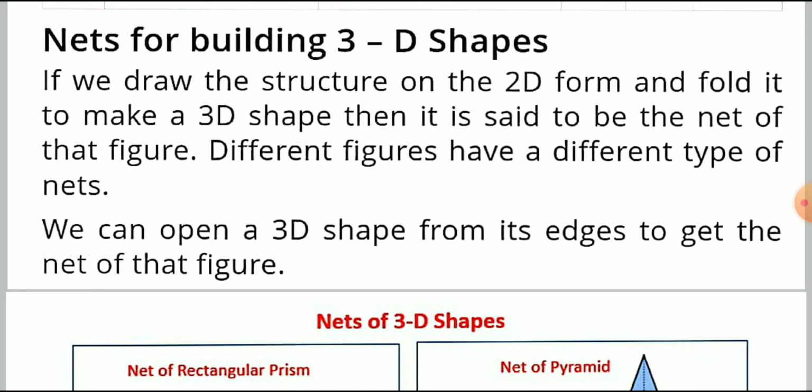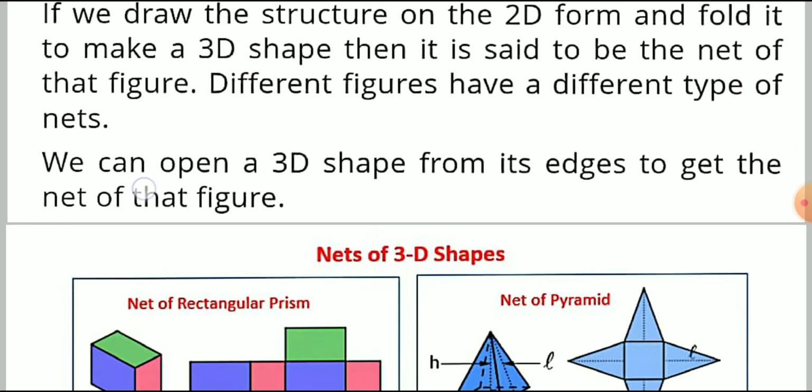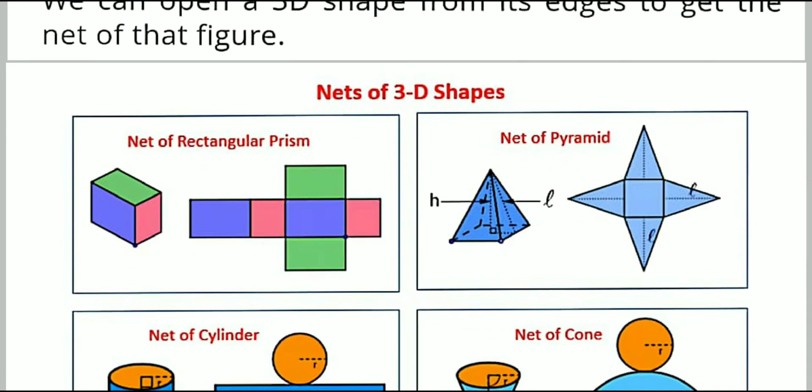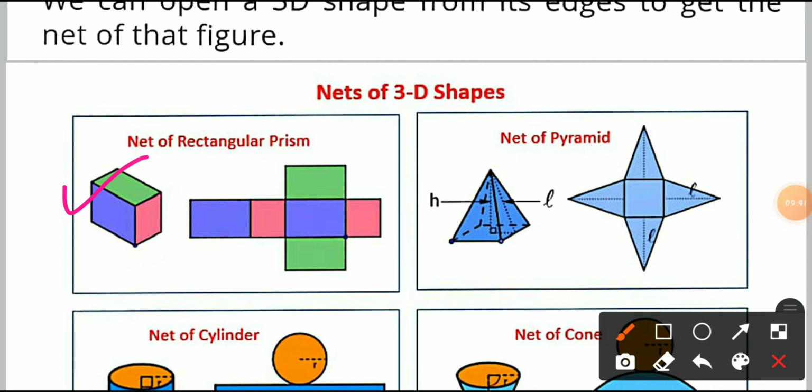If we draw the structure of 2D form and fold it to make a 3D shape, then it is said to be the net of that figure. Different figures have different types of nets. Some of the nets I will show you later in this chapter. We can open a 3D shape from its edges to get the net of that figure. Like you can see here, this is the cuboid, in which this is a net. Cuboid is also known as rectangular prism.